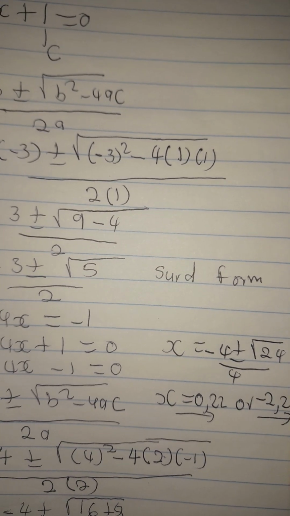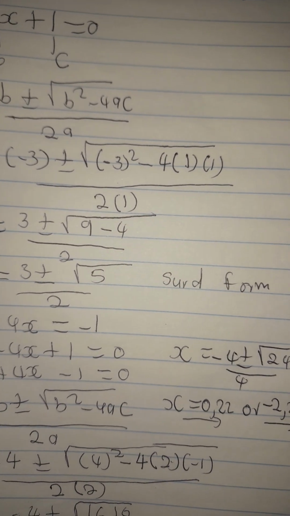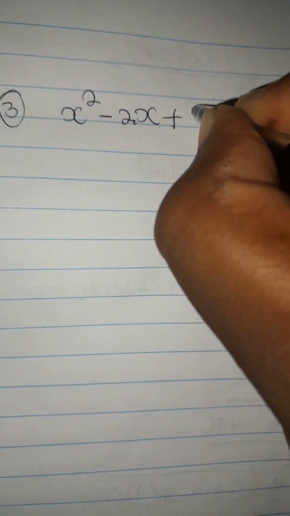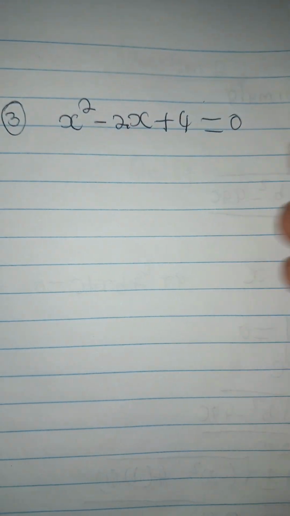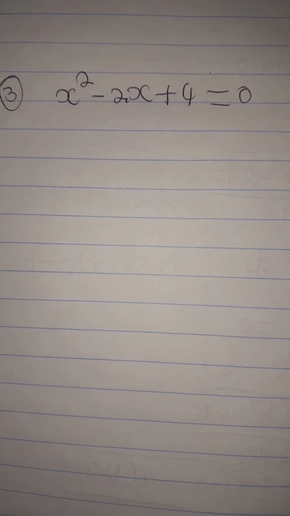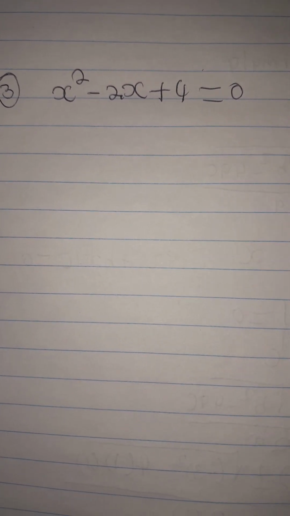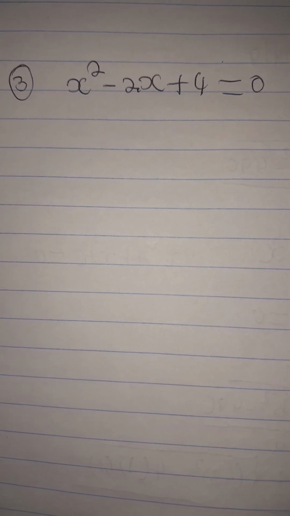Let's look at the third equation. Consider we are given x squared minus 2x plus 4 equated to 0. First thing first, remember I told you to check whether the factors satisfy each other. Let's start with the last term, 4. Do the factors of 4 give us minus 2? No, even 2 and 2 can never give us negative 2. So we can use the quadratic formula.